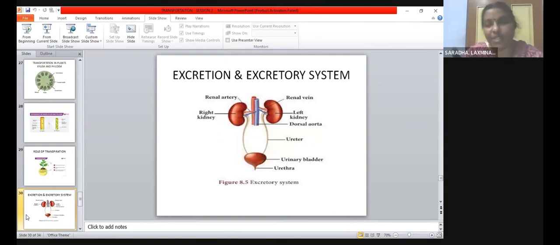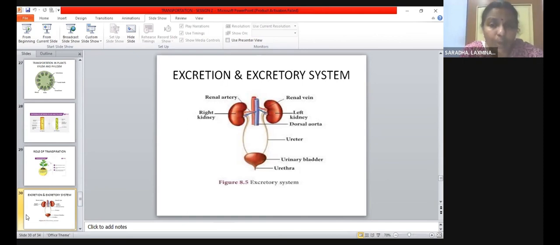And we are speaking about the structure of the kidney, a pair of bean-shaped kidneys. From there arises the ureter, which on both sides joins together with the bladder, which opens out through the urethra. And then we will speak about the renal arteries and the renal veins and their functions.